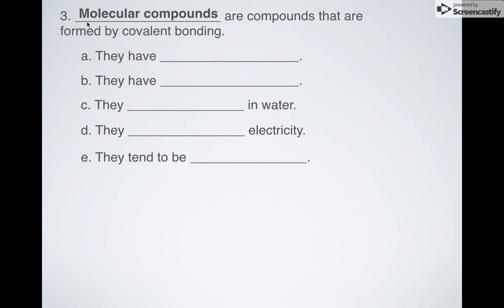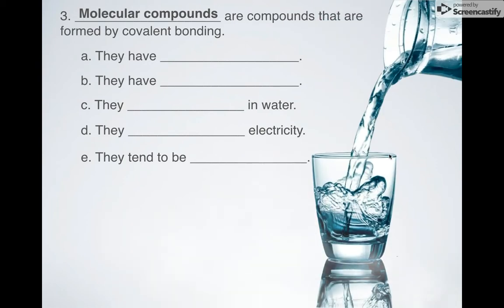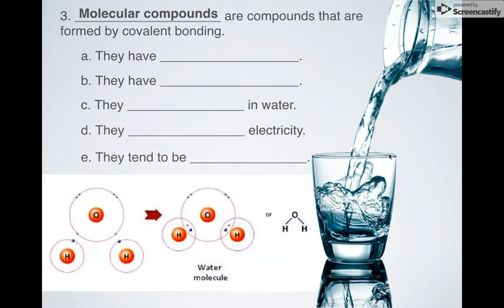Covalent compounds are often called molecular compounds. And the big properties that they have are really found in water. Water is a molecular compound. The first thing is they have very low melting points and low boiling points. Now, water doesn't exactly have a low melting point or boiling point. It's kind of the exception to the rule. But still, relatively speaking, most molecular compounds have pretty low melting points and boiling points.